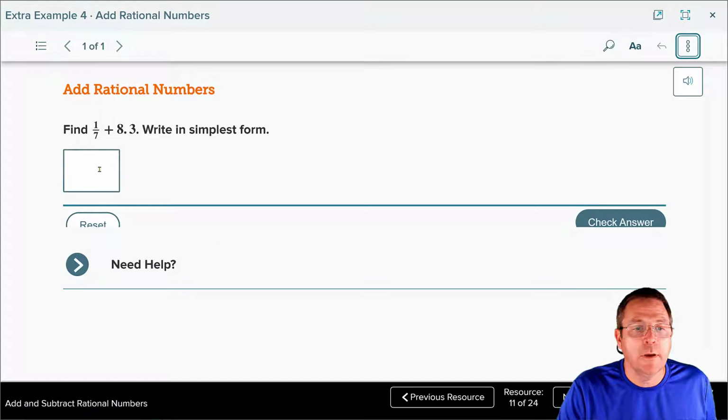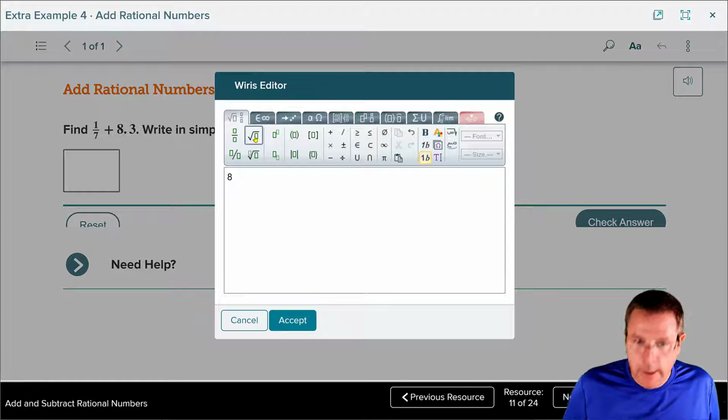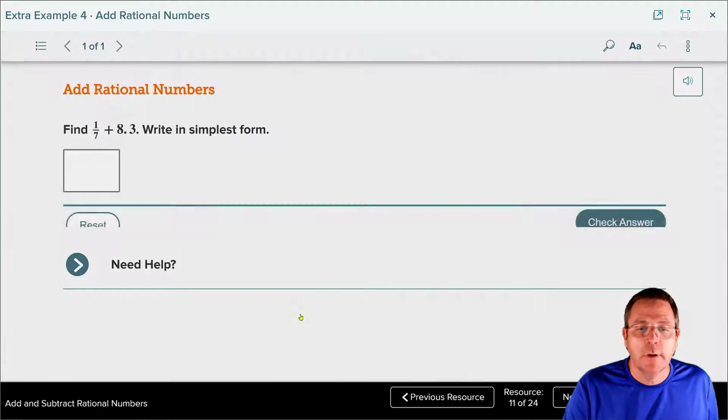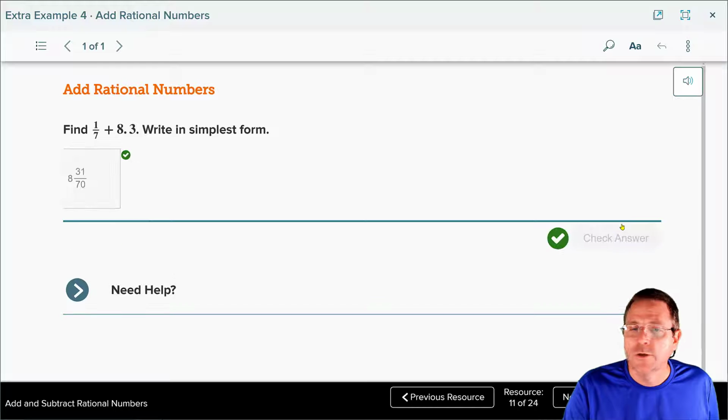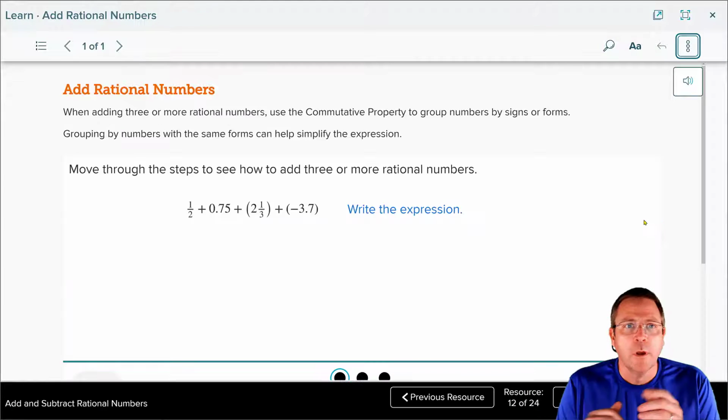That's a pretty freaky number, so I'm kind of wondering if I didn't screw up. Let's find out. 8 and fraction bar 31/70, accept and check it. Freaky number and all, we got the right answer.